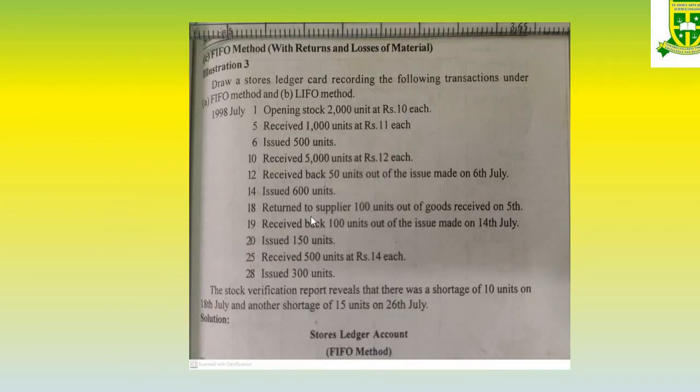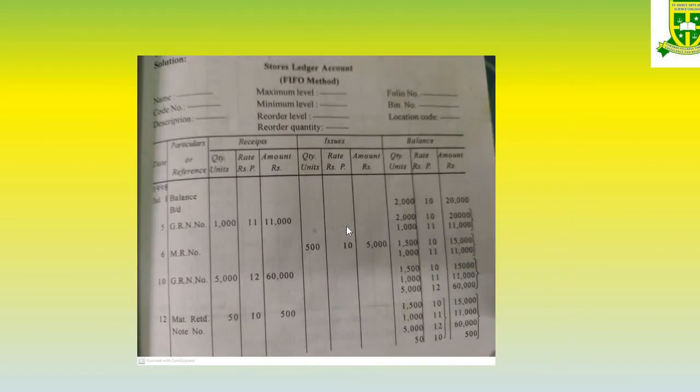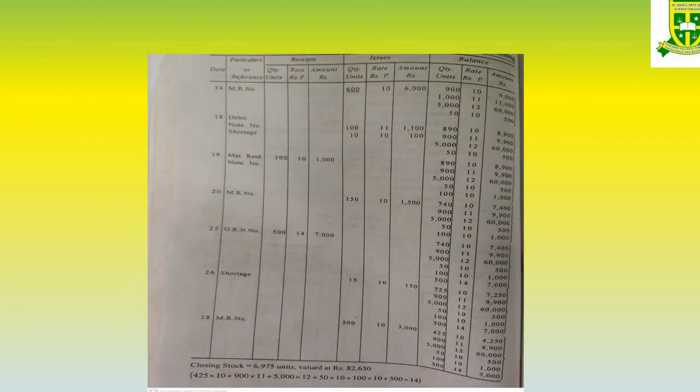And 18th is over. Now 19th, returning back 100 units out of the issue made on 14th July. On 14th July, for the manufacturing process within the company, we have issued 600 units. So there may be an excess of product, so they are returning back 100 units. So we have to make a receipt note because we are receiving the goods. So on 19th, material receiving note number. How much are we receiving? 100. What is the date which it was issued?